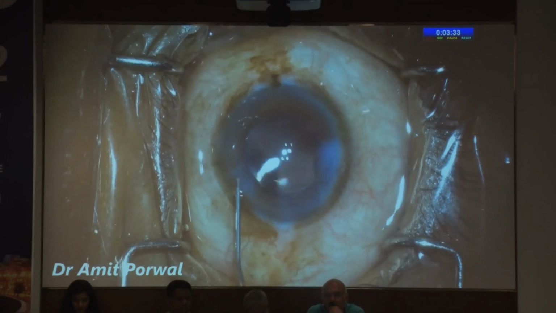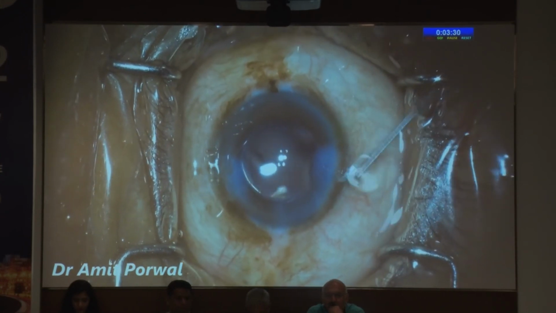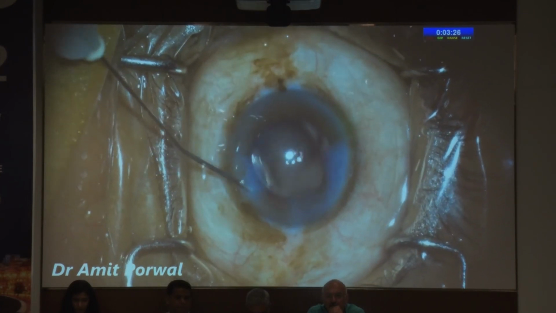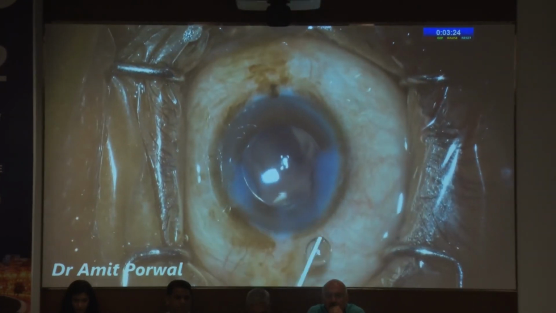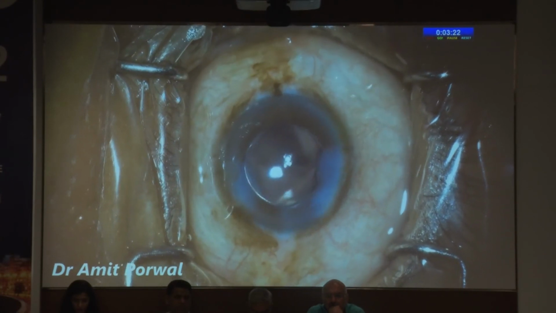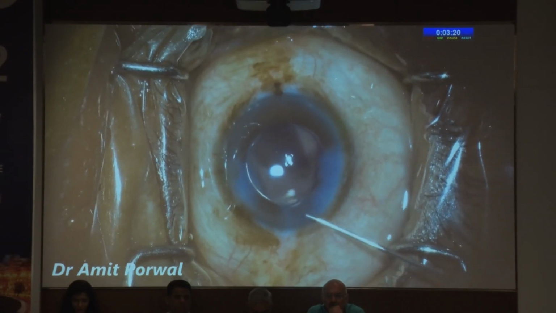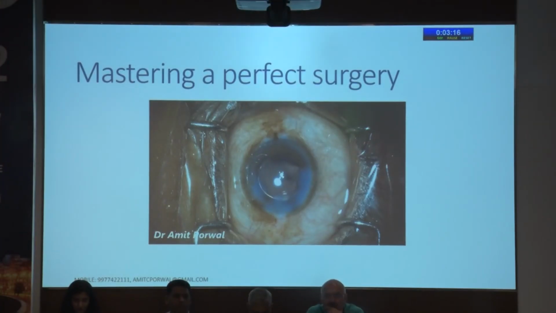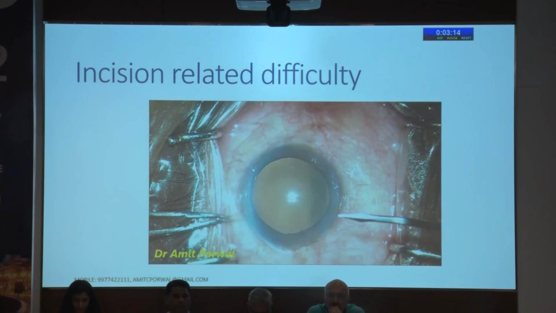Coming to the wound hydration, if your wound is adequate, just by stromal hydration, your AC will get closed and will be tight. But if there is any leak, you can always check it by putting a drop of trypan blue near the incision site and see if there is any fluid drainage. If it is there, then you have to do hydration again, or basically suturing.